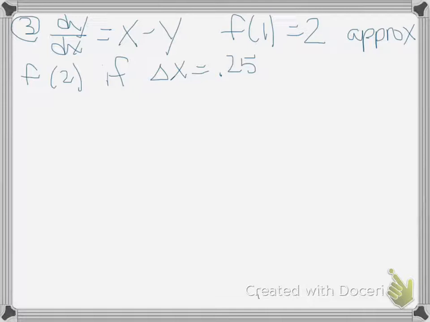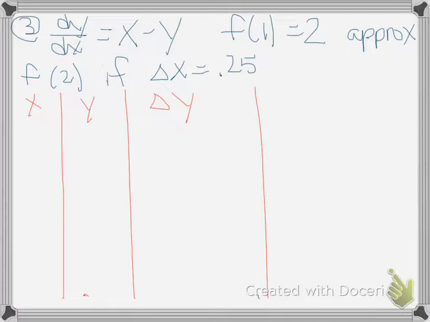One more. dy/dx is x minus y. I'm telling you f of 1 equals 2, and I want you to approximate f of 2 if delta x is 0.25. So now my question to you is, how many steps do you have here? You're right, we're going to do 4 steps. Very good. Okay, so let's make our table. And this one is going to be our you-do problem. So I highly recommend that you pause the video and come back and check your work when you are done.